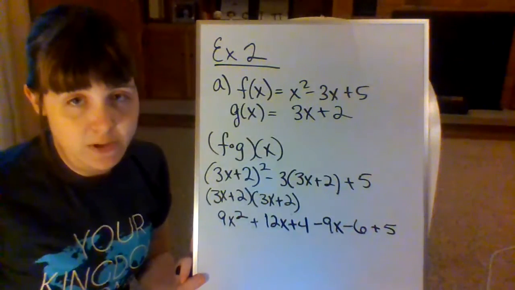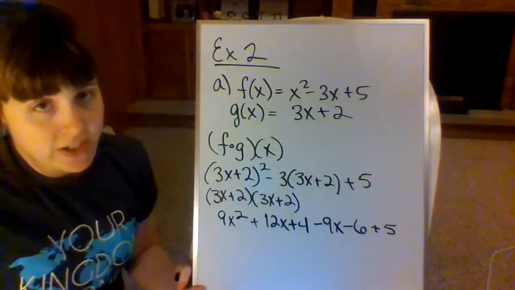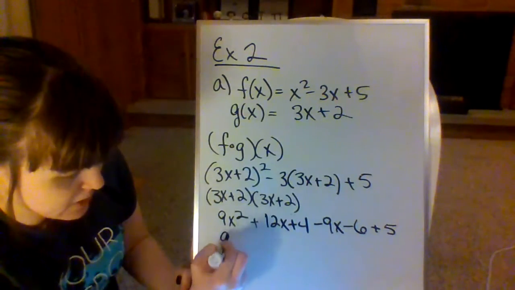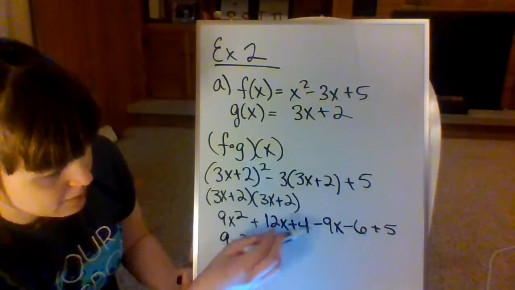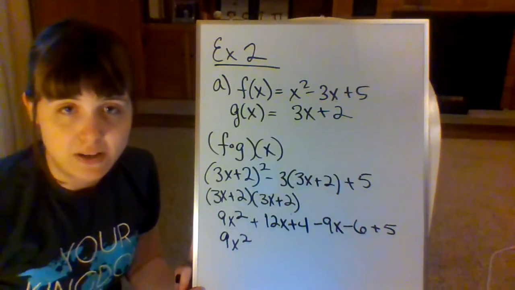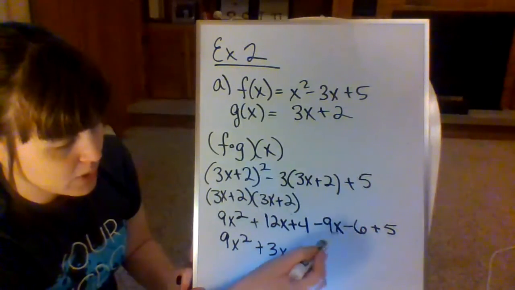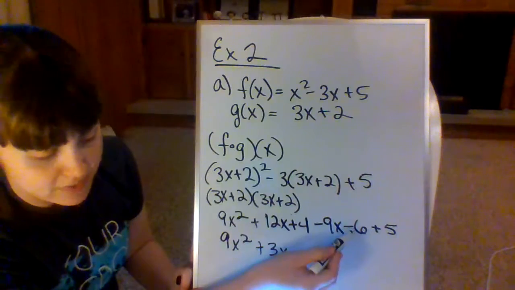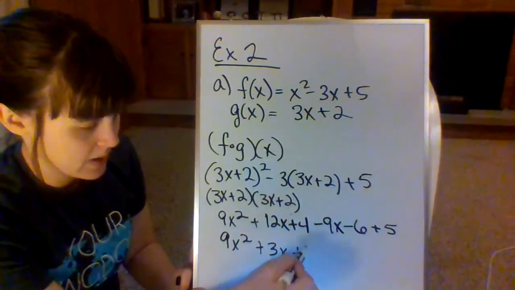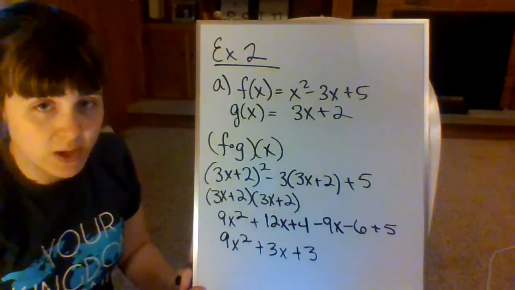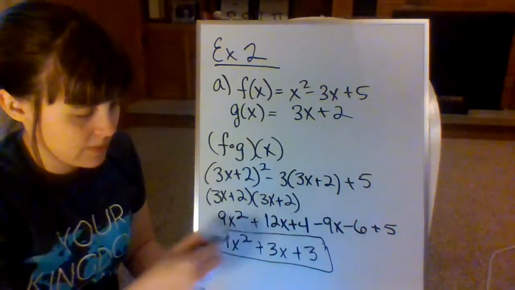That's a lot of algebra that just happened. Now we have to combine our like terms. 9x squared. We have 12x minus 9x, so that's going to make 3x. And then we have 4 minus 6, which is negative 2, and negative 2 plus 5 is 3. So we're going to have 9x squared plus 3x plus 3.